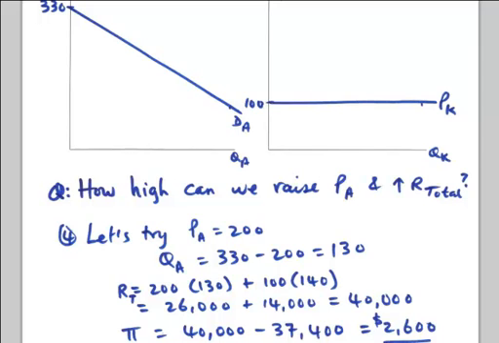130 adults means there's 140 seats available for kids. 140 seats at $100 is 14,000. So we have 40,000. A revenue of 40,000 less a cost of 37,400. So as we raise the price for adults to $200, the profit goes up to $2,600.